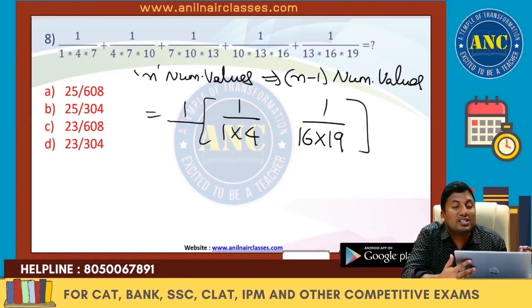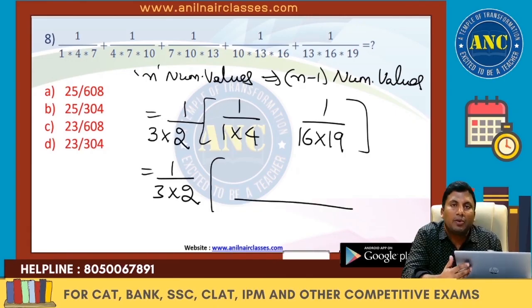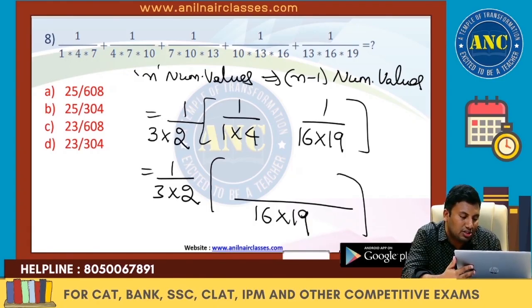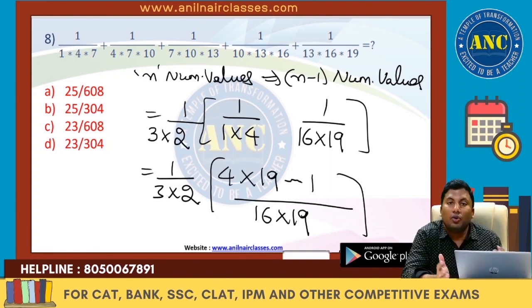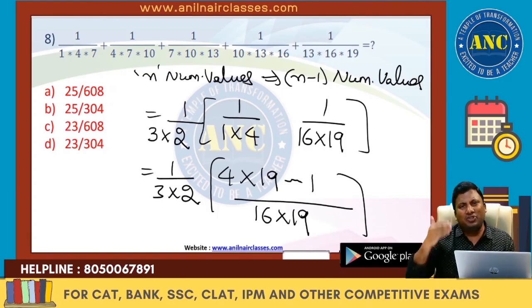What is the common difference between consecutive terms? 3. 3 numerical values will become 2. So 1 by 3 into 2. Here you can take LCM. 1, 4, 16, 19. LCM is 16 into 19. These are nothing but 4 into 19 minus 1. You will do this calculation. I am saying don't do this calculation. This is where your smartness should come into picture.